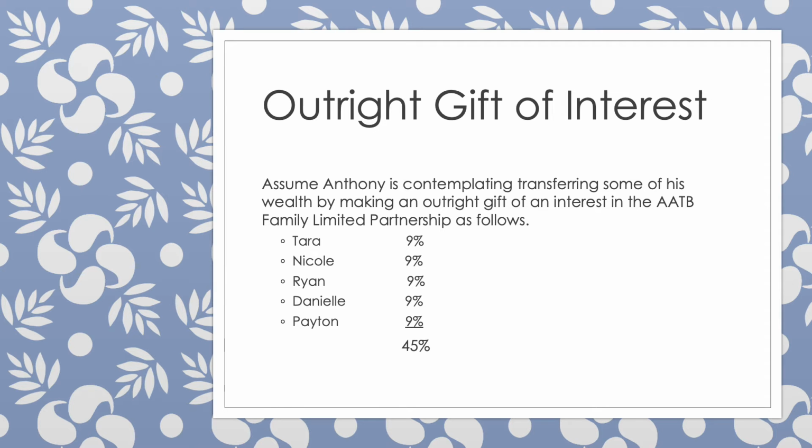Now, the next question you have is the outright gift of interest. In this scenario, we're going to assume that you, Anthony, are contemplating transferring some of your wealth by making an outright gift of interest in an AATB family limited partnership as follows. Tara will get 9%, Nicole will receive 9%, Ryan will receive 9%, Danielle will receive 9%, and Peyton will receive 9%, for a total of 45%, which is a non-controlling interest.